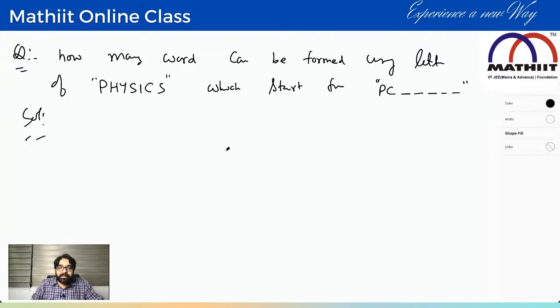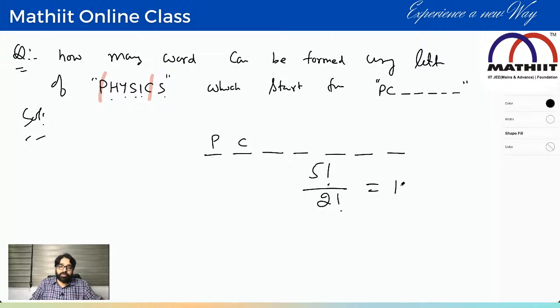Very simple. Total 7 places are there, and P and C are already fixed here. I don't have to do anything, so P and C disappear. Now how many letters are left? 1, 2, 3, 4, 5, and 5 places. So that will be 5 factorial. Is there any repetition? S is repeating 2 times, so divide by 2 factorial. That will be equal to 60. Is it clear to everybody? Right?